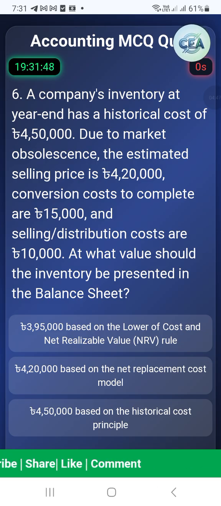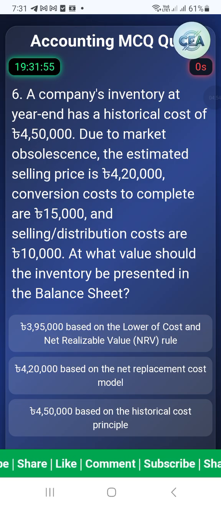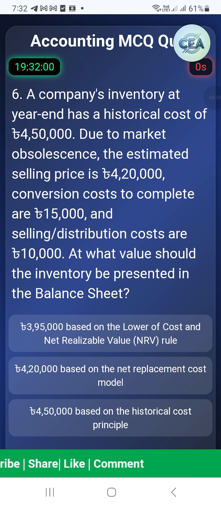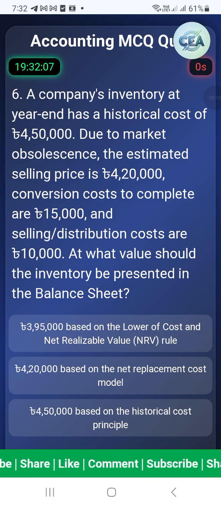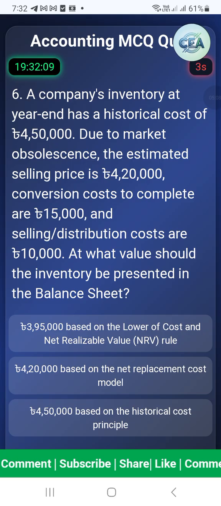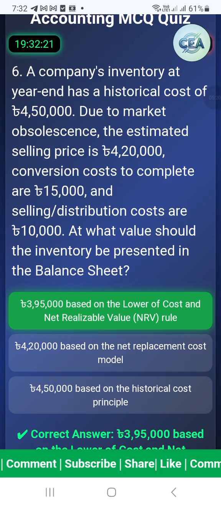Option 1. 395,000 takas based on the lower of cost and net realizable value (NRV) rule. Option 2. 420,000 takas based on the net replacement cost model. Option 3. 450,000 takas based on the historical cost principle. Correct answer is 395,000 takas based on the lower of cost and net realizable value (NRV) rule.